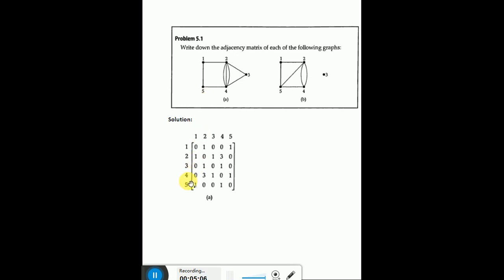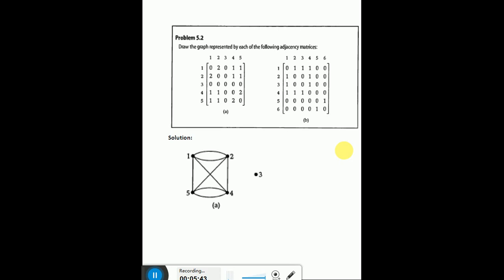Similarly, 4 is joined with 2 by 3 edges. We can check this. And 4 is joined with 3 by a single edge, and 4 is joined with 5 by a single edge. And similarly, 5 is joined with only 1 and 4. Part B I'm leaving to you, so you can solve it in a similar way.